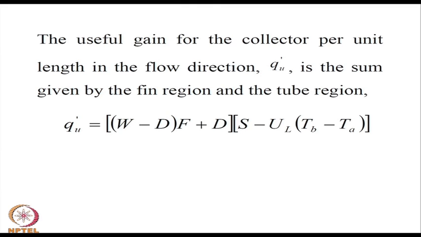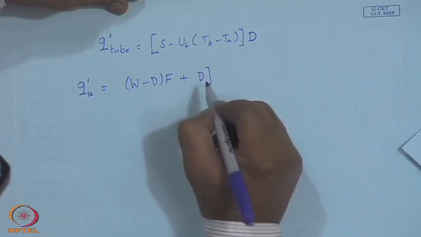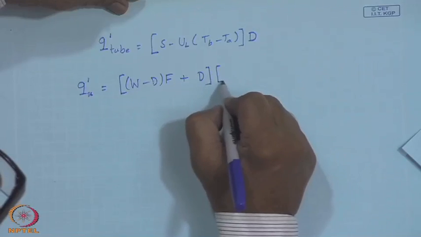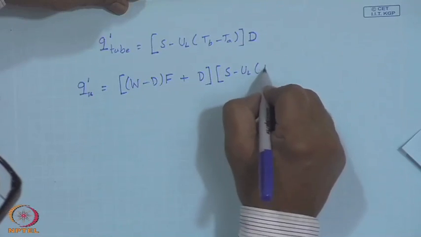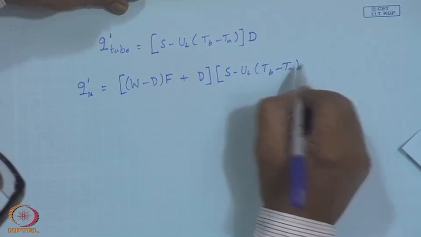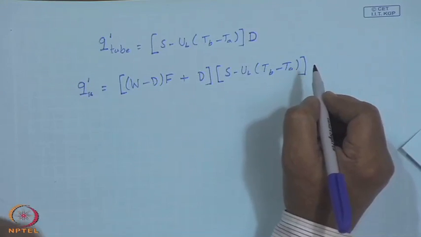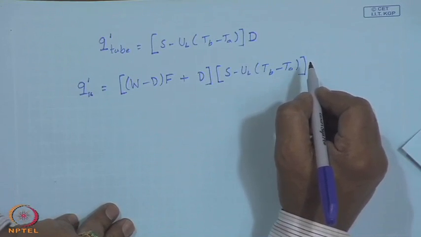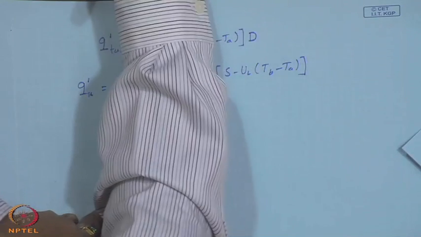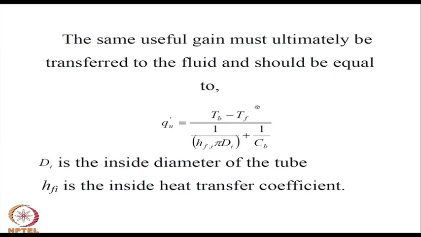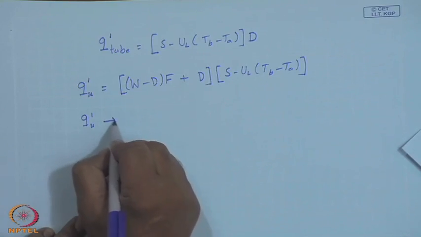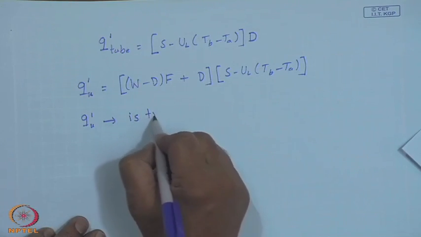Now, useful energy gain should comprise what came from the plate region plus what is gained from the tube region, which when combined will give me nothing but (W minus D) times F plus D, times (S minus UL) times (Tb minus Ta). Now, the same Qu' is transferred to the fluid.